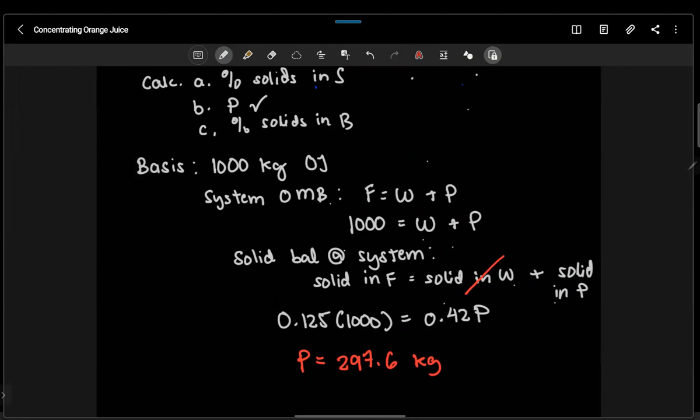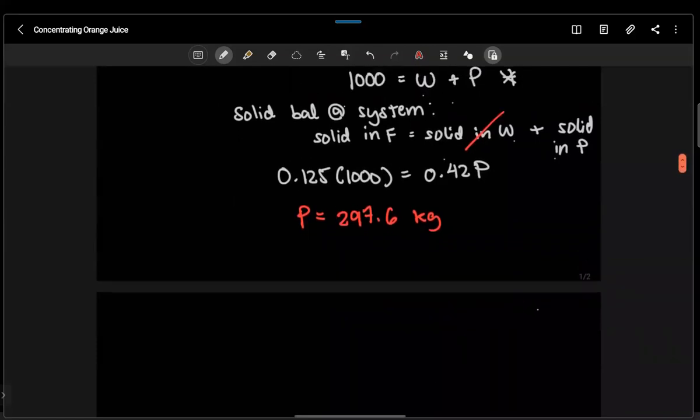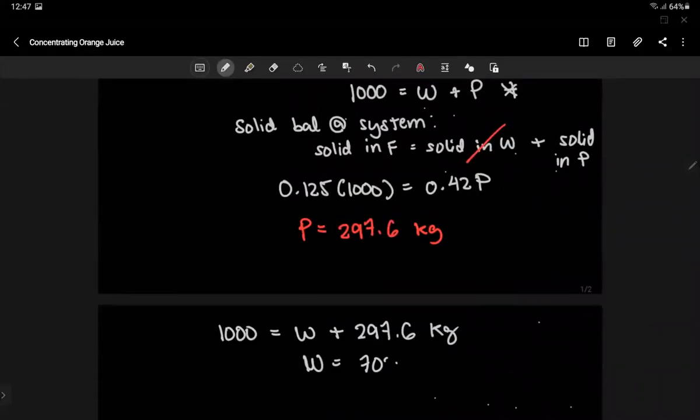So what's next? Well, since you have this overall balance here, we can get back to that one to get the value or the amount of W. So again, 1,000 equals W plus P. But what is P? P is 297.6 kilogram. Therefore, W is calculated to be 702.4. Oops. Ayan, no? Meron ka ng P, which is one of the required in this problem. Meron ka pang W, or the amount of water evaporated.